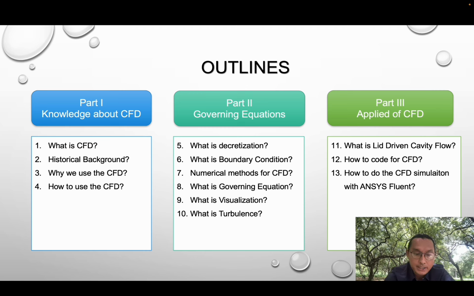Also the numerical methods that I use to solve the governing mathematical equations, like the Navier-Stokes equation. After that, I'm going to talk about the data visualization that we get after doing the simulation, to see clearly. Most of the fluid flow in real-world conditions is turbulent, so we must fully understand the characteristics of CFD.